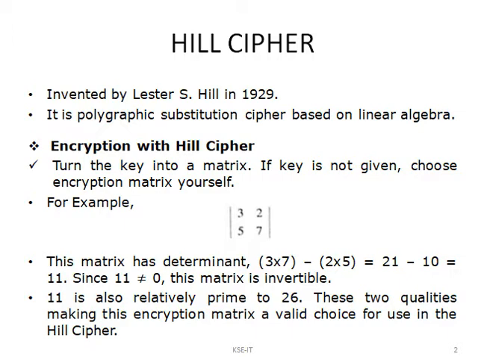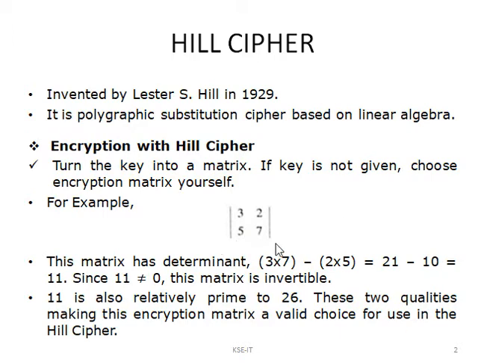Let us see how the encryption will be performed using Hill cipher. If the key is already given, turn that key into a matrix. If the key is not given, choose the encryption matrix yourself. The matrix you choose should have two qualities. First, the matrix should be invertible, that is, the determinant of the matrix should not be 0. And second, the determinant of the matrix should be prime to 26.